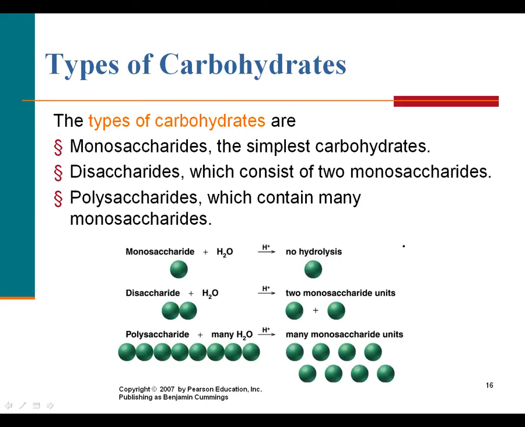So monosaccharides are just one sugar, disaccharides are made up of two different sugars which are connected to each other, which we'll talk about. And polysaccharides are made up of a bunch of individual sugars that are also connected to each other.